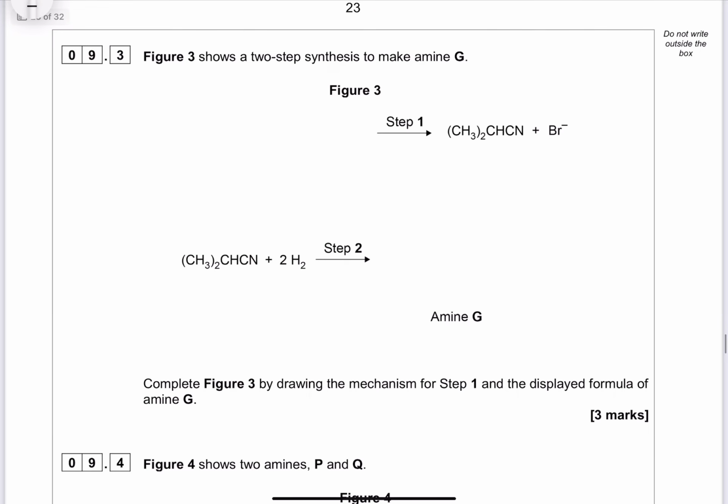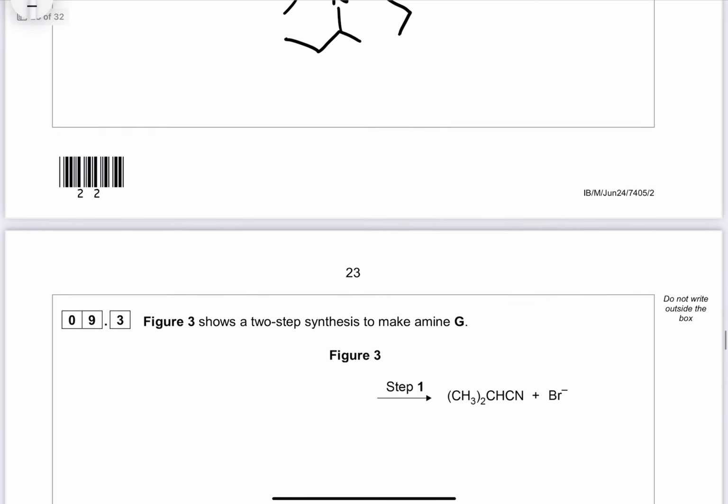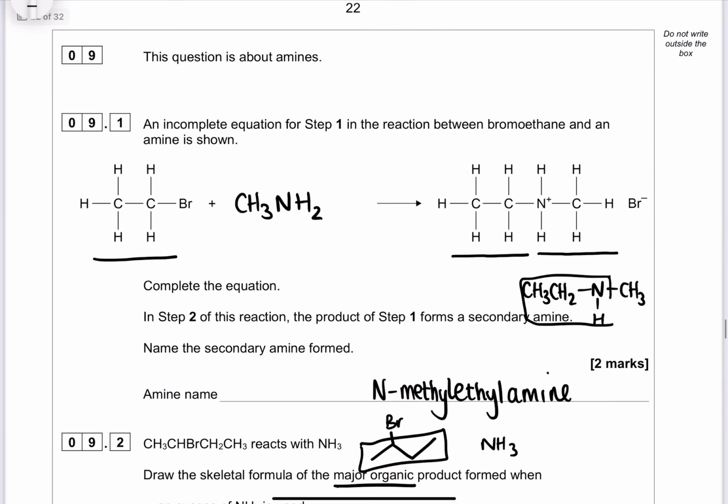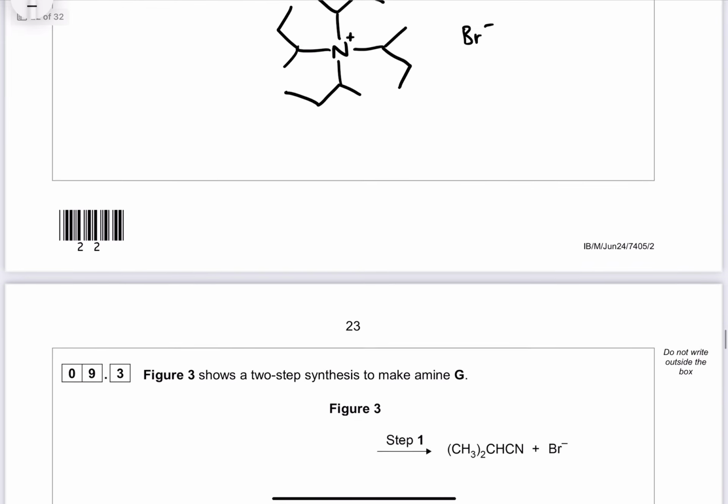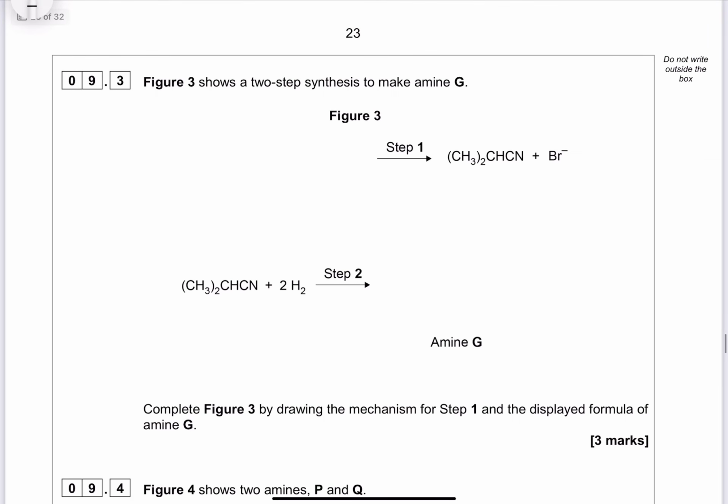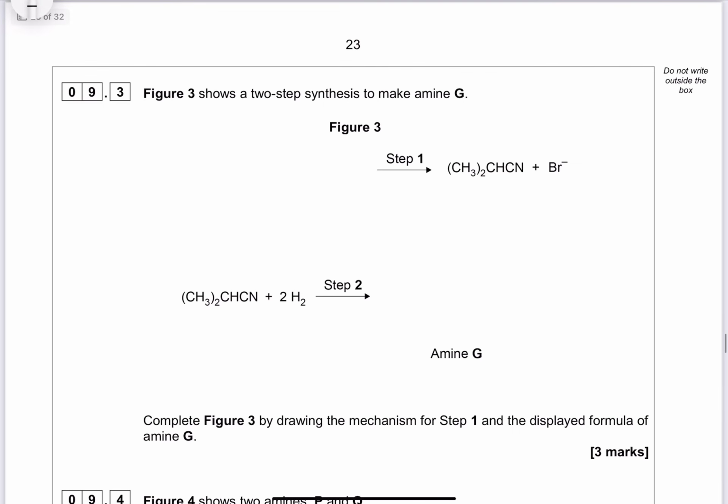Figure 3 shows a 2-step synthesis to make amine G. Complete figure 3 by drawing the mechanism for step 1 and the displayed formula of amine G. Okay, so just double checking that none of it relates to the previous part. No, we've not mentioned anything. So we're making an amine. We seem to be putting a nitrile group on.